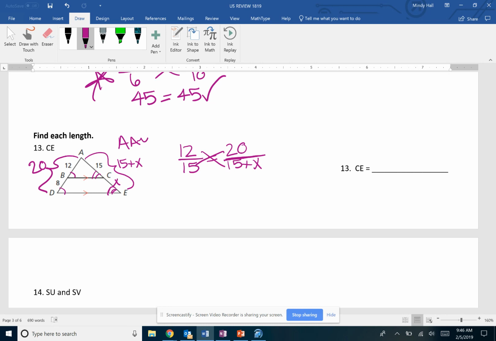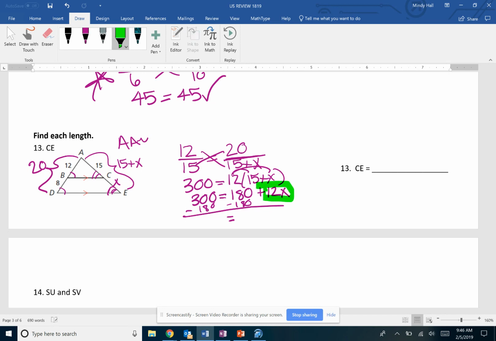So when we cross multiply, 20 times 15 is 300. And then we have 12 times 15 plus x. So we'd have 300 equals 180 plus x. So when you subtract 180 from 300, you get that x equals 120. Oh no, what in the world did I just do? Silly me. If you didn't notice, it should be 12x. Oopsie. Be careful. I do that sometimes.